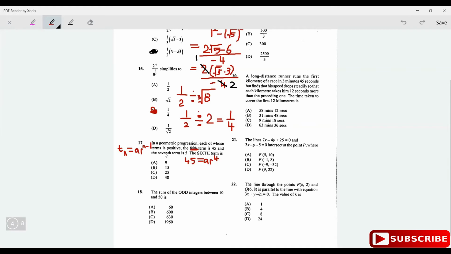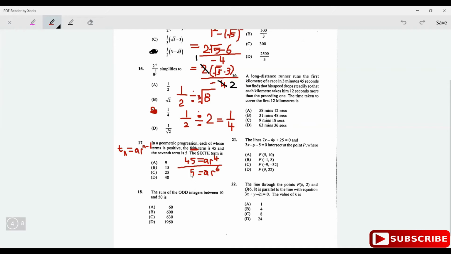And they tell us that the 7th term is 5. So the 7th term, they tell us that 5 is equal to a times r to the 7 minus 1, which is 6. All right, so this is what we have. Nice. And so we can use this to find a and r and then find the 6th term. That's one way of doing it. So let's do our division.